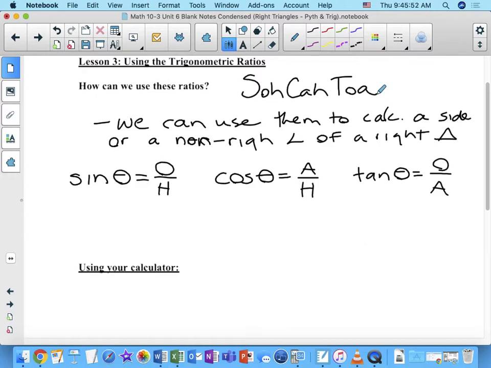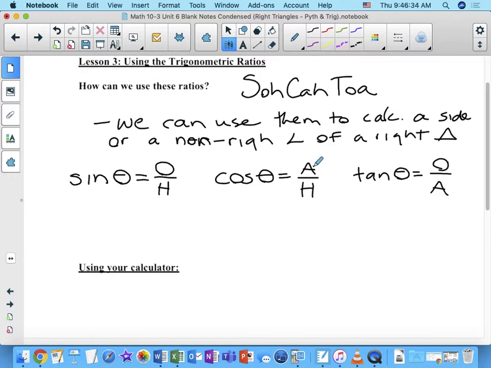So if we wanted to find a side length, let's say we wanted to find this, for example, we would have to know the angle and the other side length. Or if we wanted to find this side length, we'd have to know the angle and the other side length. If we wanted to know an angle, one of these guys, we'd have to know both side lengths. Okay, so each one of these is an equation. If we know 2 out of 3, we can solve that equation for the third one.